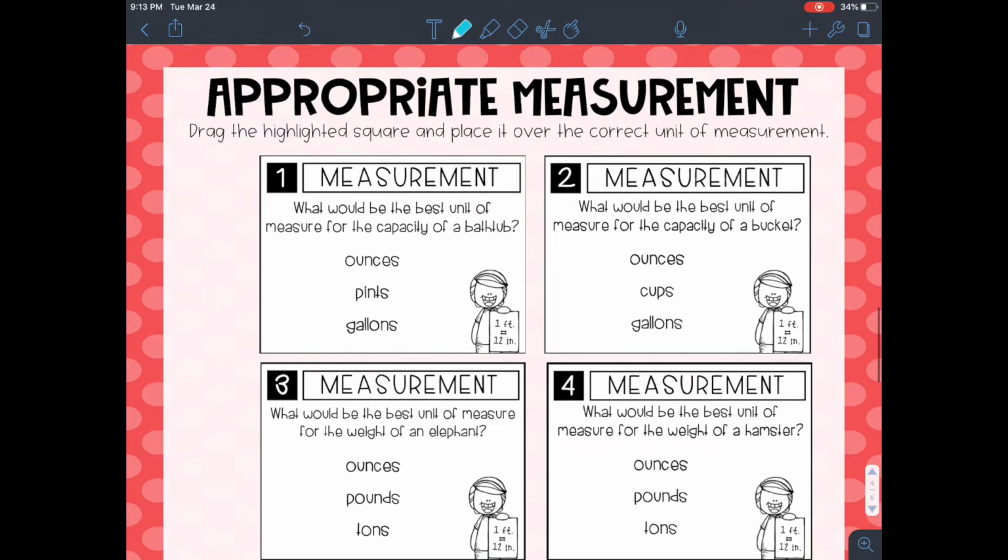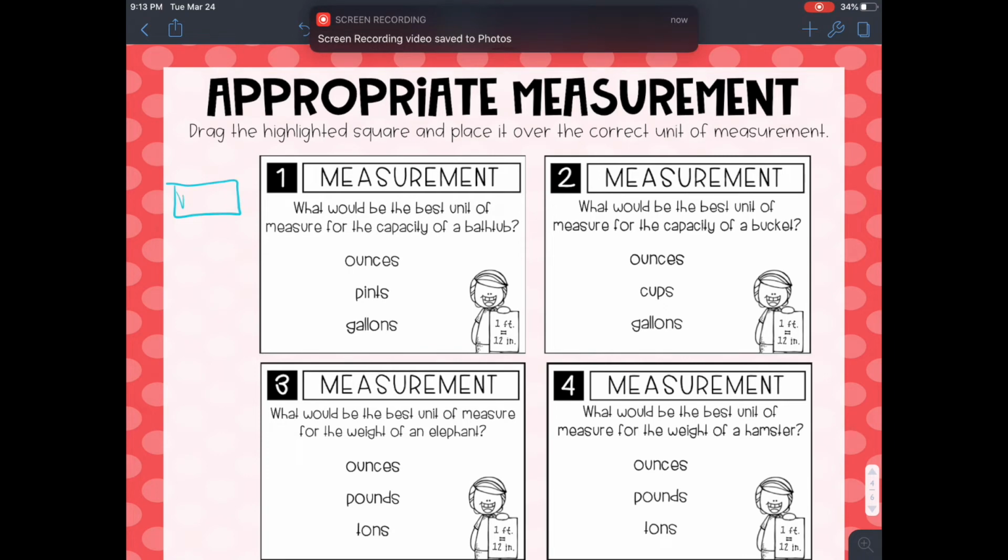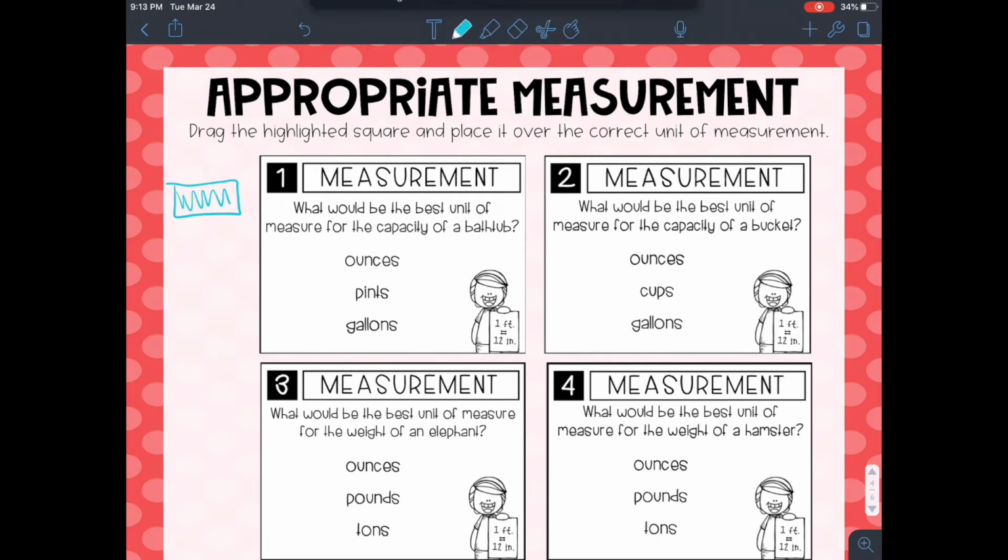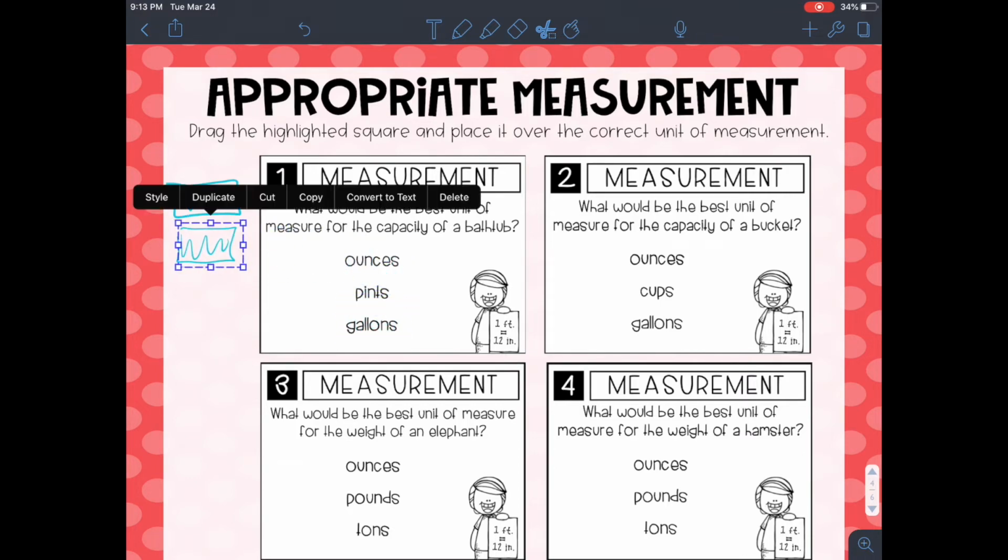So the first part of your guided practice is to pick the appropriate measurement. You're going to drag the highlighted square and place it over the correct unit of measurement. Since I'm doing this on my iPad and not Google Slides, I don't have those highlighted boxes like you will, but you're just going to drag them and highlight which unit of measurement would make the most sense or be the most reasonable for what you're measuring.